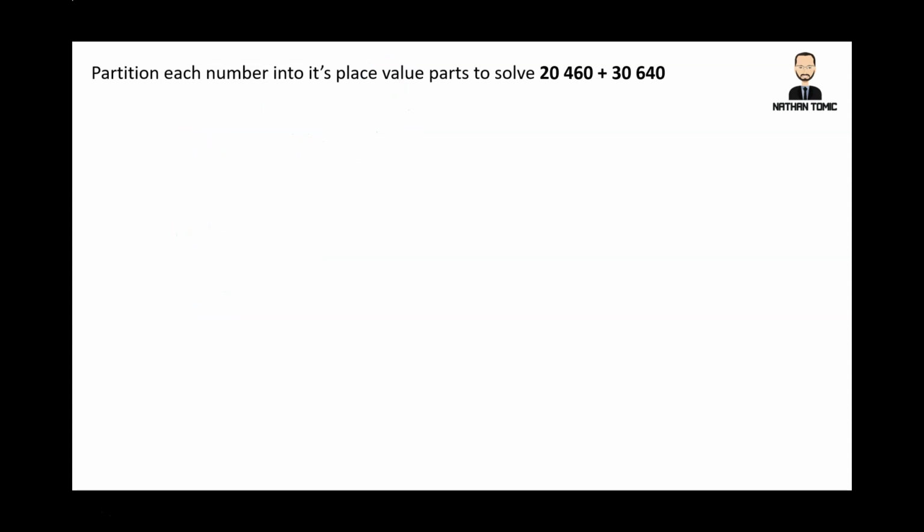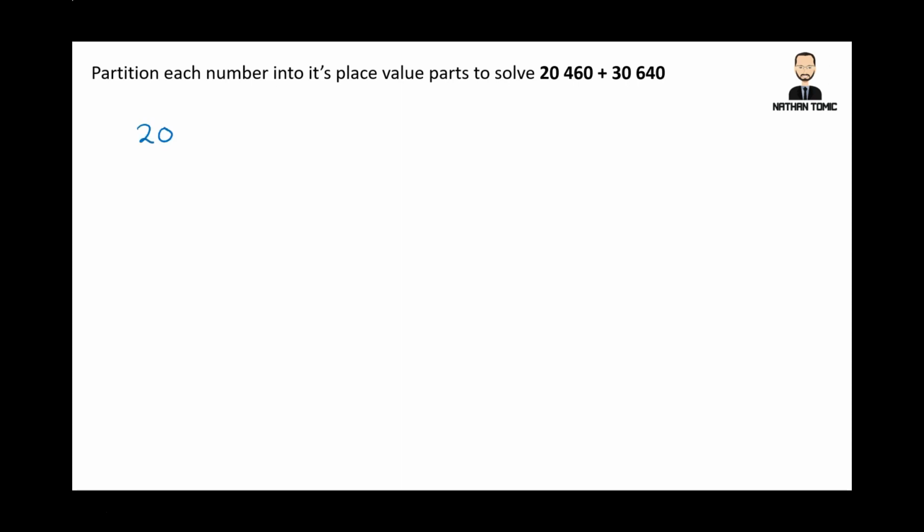Let's have one more question here. This one actually asks us to partition each number into its place value parts to then solve, so solve, of course, find an answer, this equation, which is 20,460 plus 30,640. So we need to partition each of these numbers into its place values and then solve it. So we've done a little bit of this before, but now we've been specifically told to. So let's partition the first number.